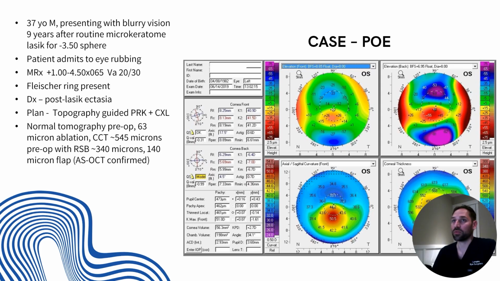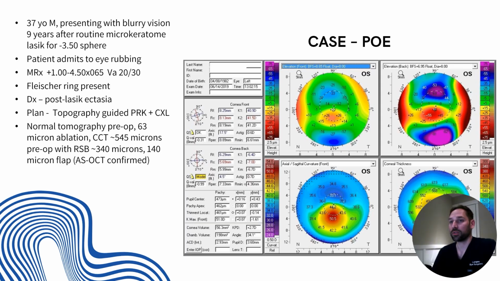So this patient's 37 years old and represents 9 years after just having very mild LASIK for only a minus 350, which is quite a low script for LASIK surgery. And they admit to rubbing their eyes a lot. Their best corrected vision, so they can no longer see 20/20 even in glasses, is now 20/30. And there's some things that look like keratoconus, like a Fleischer ring. And so we diagnosed them with postoperative ectasia, and the plan is to use a topography to guide a PRK surgery to reshape the cornea and to do a cross-linking procedure.